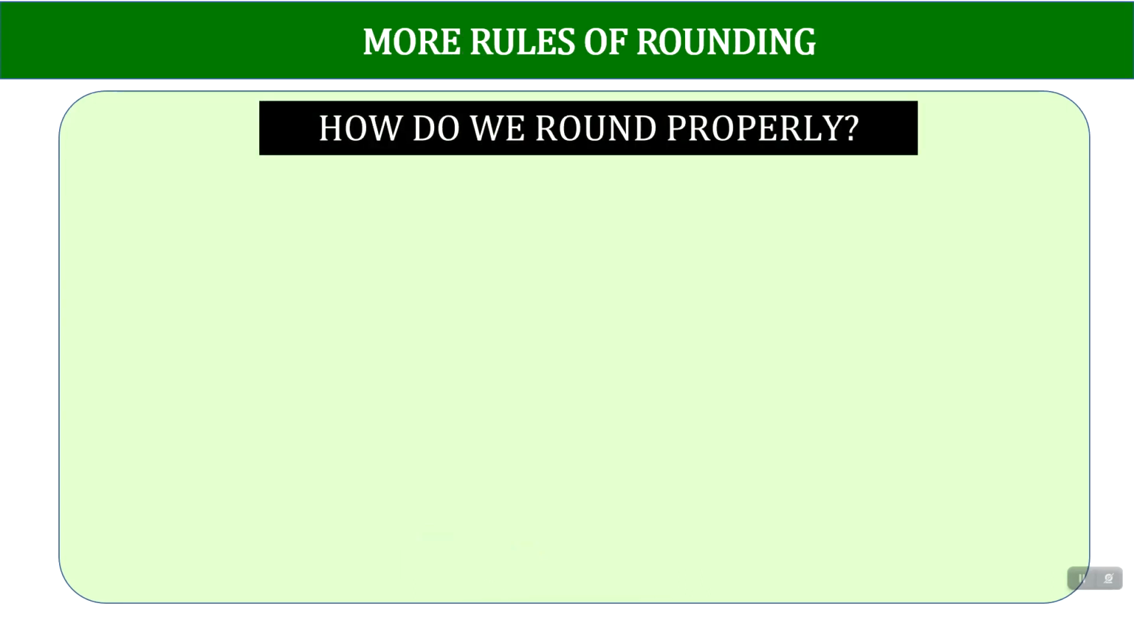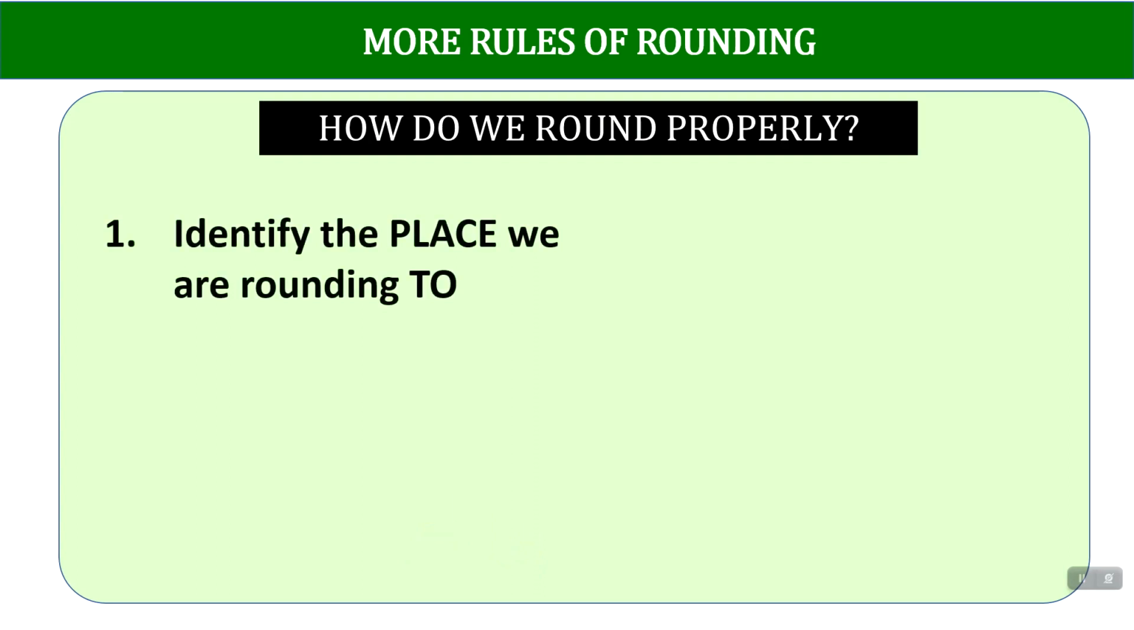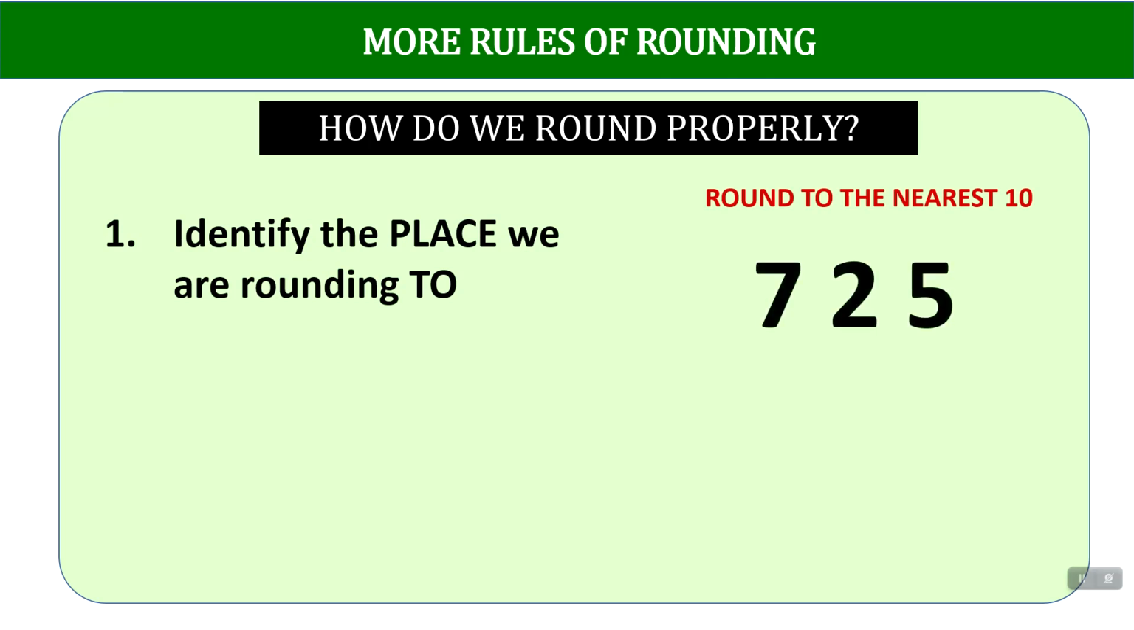Here are some more rules of rounding. How do we round properly? Well, first of all, we have to identify the place that we are rounding to. And in this example, if we rounded to the nearest 10, the number 725, and we put that in the place value chart, we see 7 is in the hundreds, 2 is in the tens, 5 is in the ones. If we wanted to round to the nearest 10, we can see that the digit 2 is in the tens column.